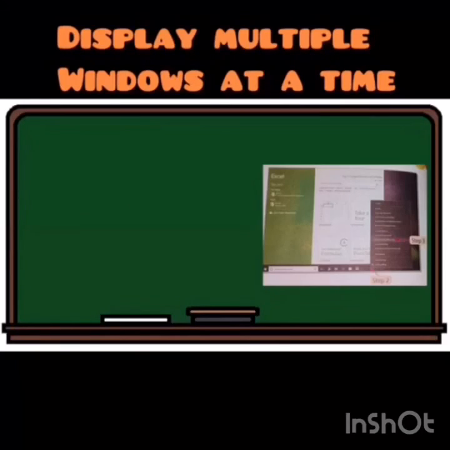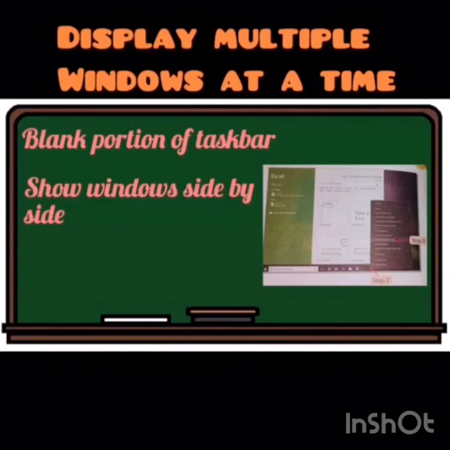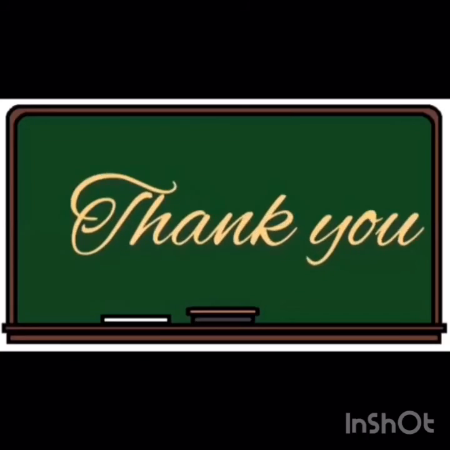The second step is that you will have a blank portion on the taskbar. You have to right click on the blank portion of the taskbar. There you will find many options. Among that, you have to select Show Windows Side by Side. You can see Word and Paint will be displayed side by side as 2 windows in front.